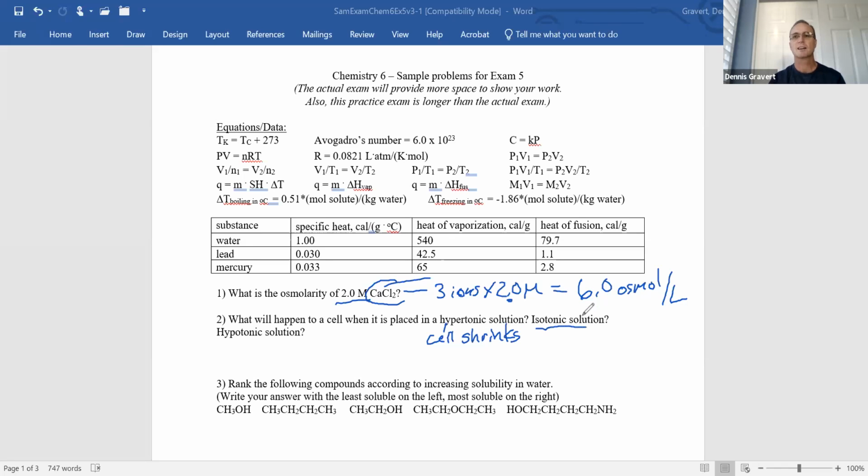What if it's isotonic? Iso sounds like isomer, different molecules of the same chemical formula. Isotonic means you have the same number of particles, not necessarily the same identity, as the surrounding solution, so everything is fine. The cell maintains its shape, doesn't change, everything's good.